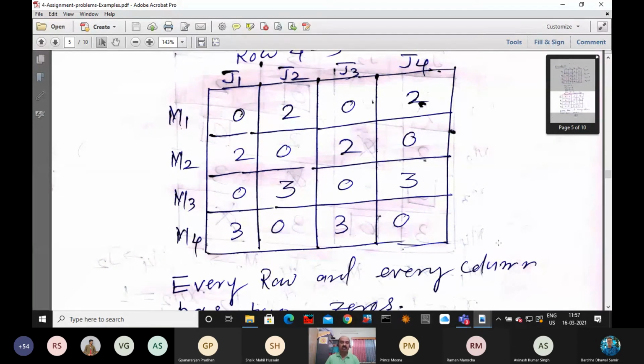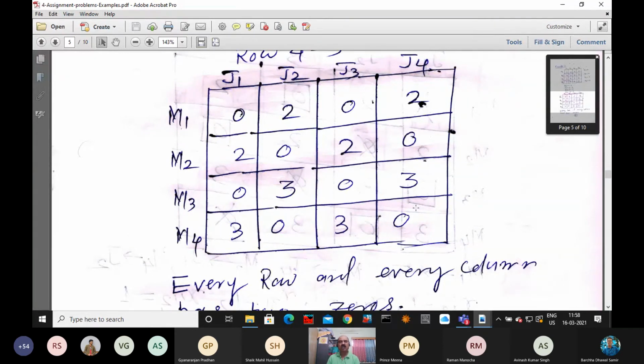So what I want to mention here. So we have a reduced matrix. So what is given here? In the first row there are 2 zeros. In second row there are 2 zeros. In third row there are 2 zeros. In fourth row there are 2 zeros. Similarly, in the first column there are 2 zeros. In second column there are 2 zeros. In third column there are 2 zeros. And in the fourth column there are 2 zeros. So this is a peculiar case. So every row and every column has 2 zeros.